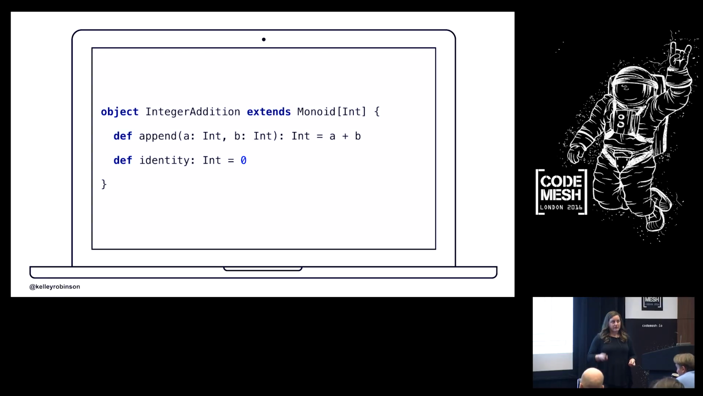Another example of a monoid, integer addition. You can append 2 integers together and you're left with another integer, and then the identity value there, in order for it to have no effect, is set to 0.